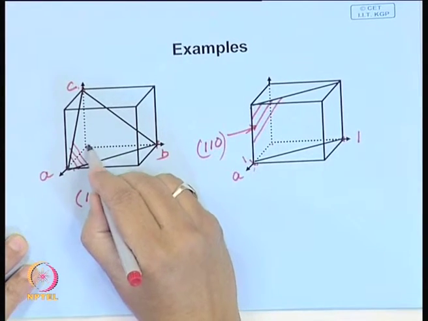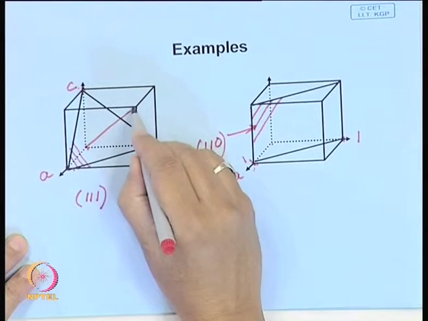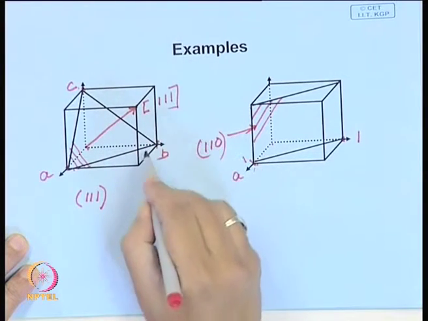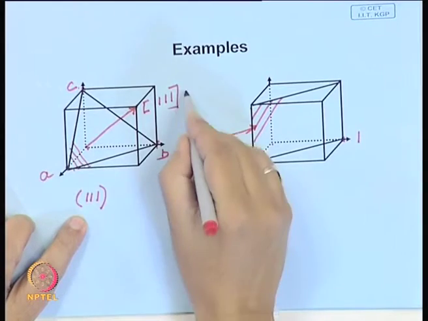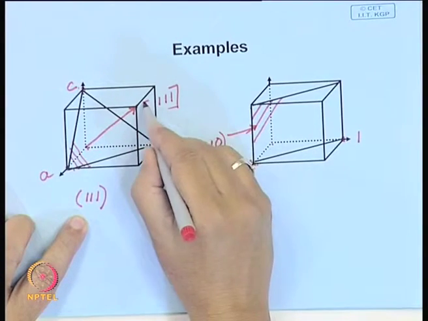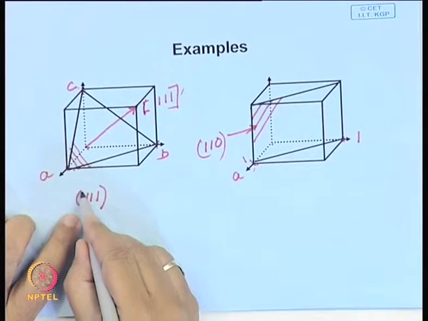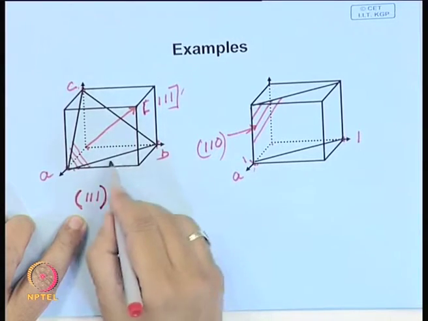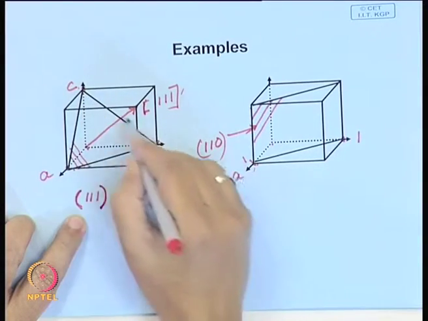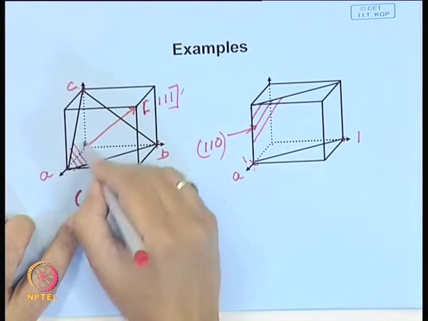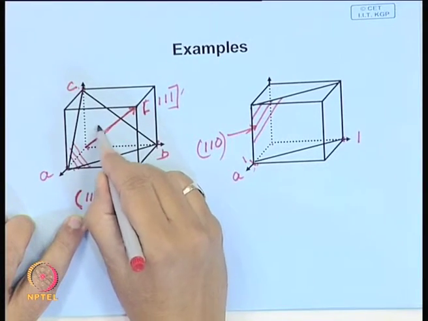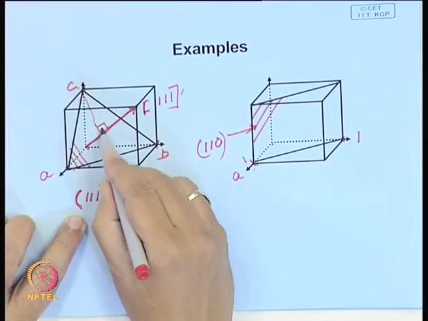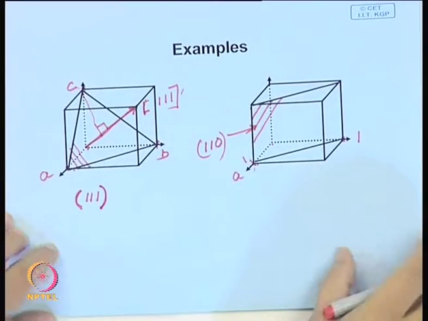Whereas, if we look at this direction, this will be the 1, 1, 1 direction, and as per convention we represent directions with the square bracket, whereas the planes with the round bracket. And in a cubic or orthogonal crystal, particularly in cubic crystal, this direction will be perpendicular to this plane. So, this will be normal to this plane.